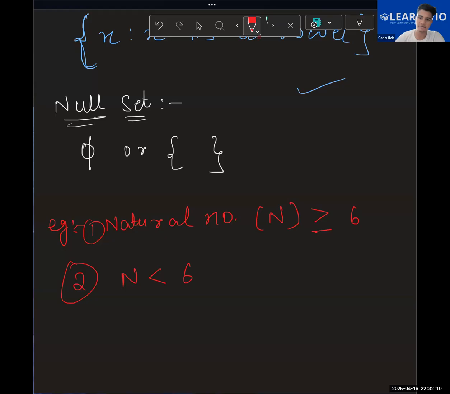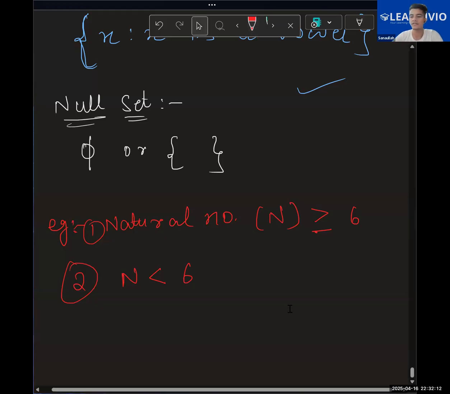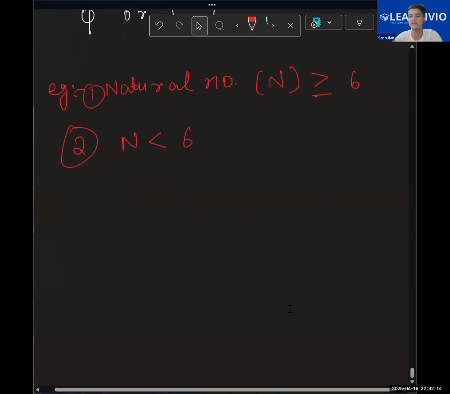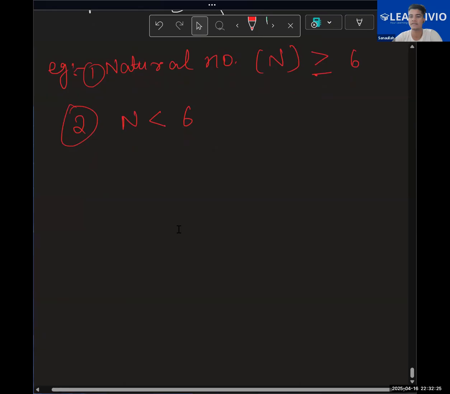Natural number less than 6. Okay, so if I ask you: natural numbers less than 6, and natural numbers greater than or equal to 6, which of these is a finite set and which is an infinite set? The first one, is it a finite or infinite set? Sir, the first one is finite. No, first one is... sir, finite, right? Infinite. Infinite set.